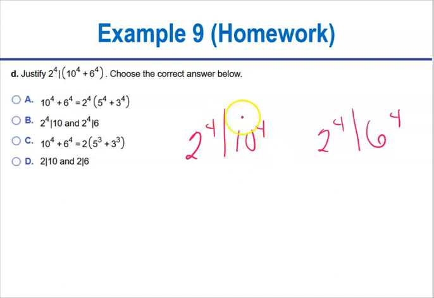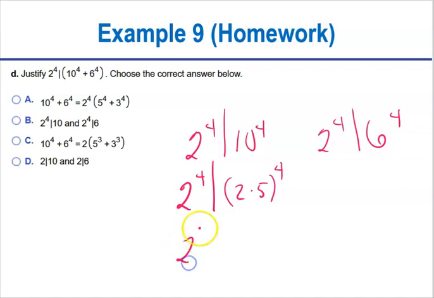But is there a 2 to the 4th in that 10 to the 4th? I argue that there is, because watch. I can write 10 to the 4th as 2 times 5 to the 4th, which we know, properties of exponents, that's 2 to the 4th times 5 to the 4th. There it is right there. There's our 2 to the 4th.